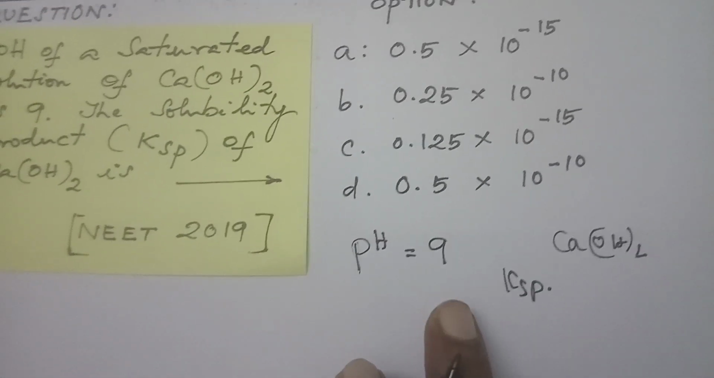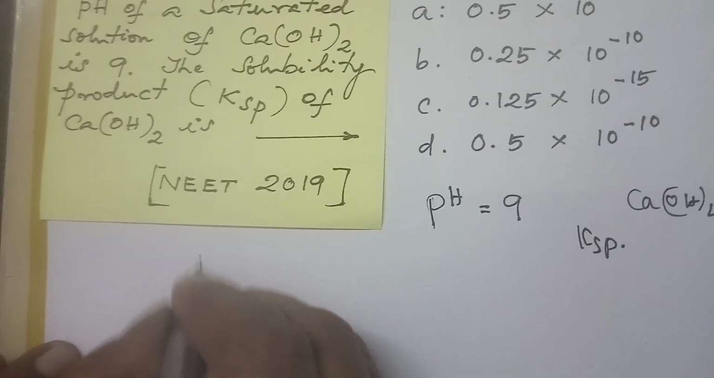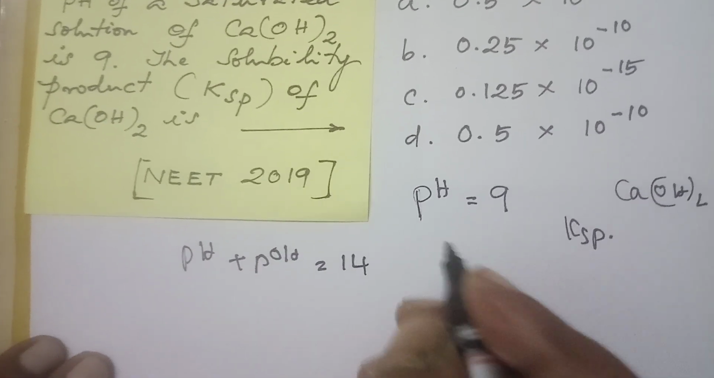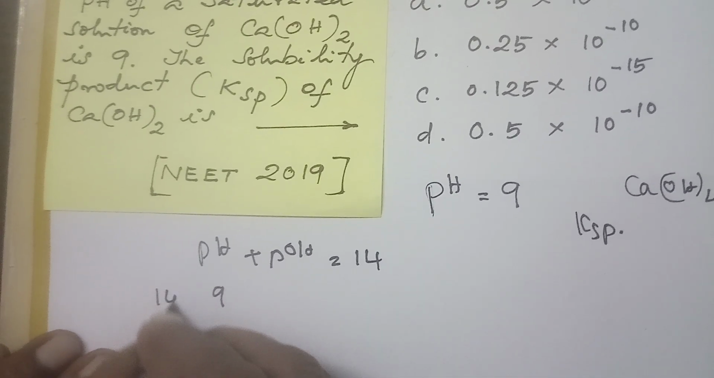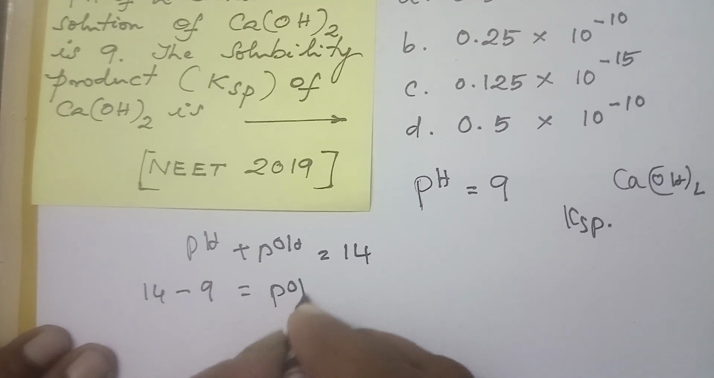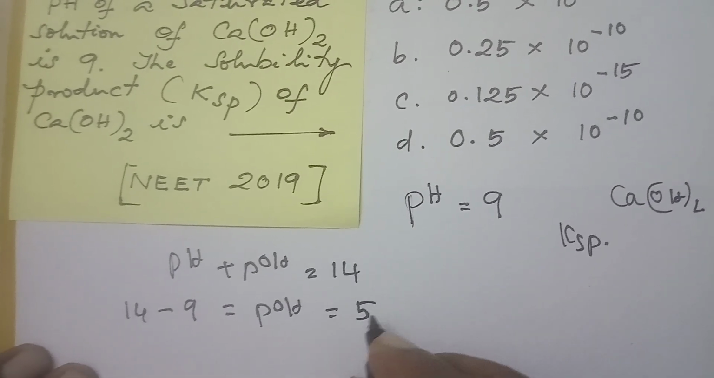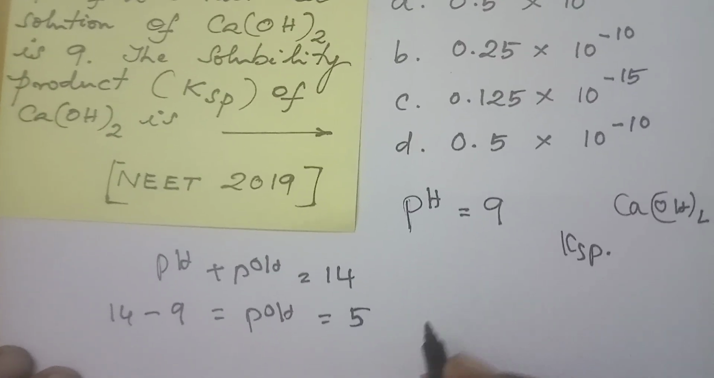So now this is the question. What is the knowledge? The pH is given for a basic solution. The formula is pH plus pOH is equal to 14. Where pH is 9, the pOH is 14 minus 9, which is equal to 5. Okay, from the pOH we can find out the OH concentration.